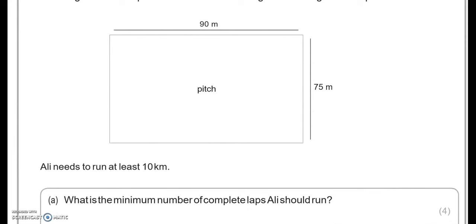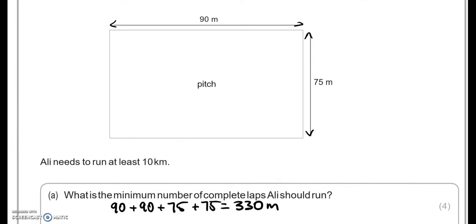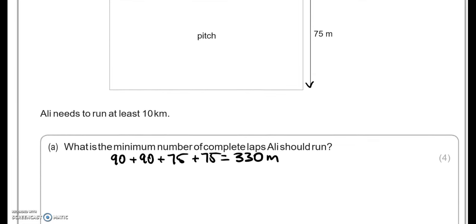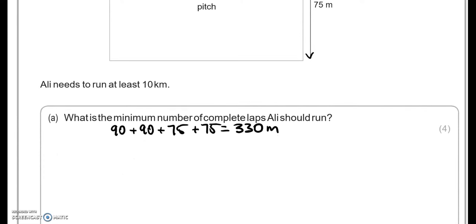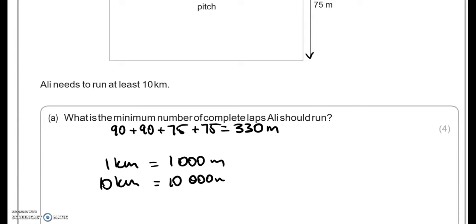So we've got the dimensions, 90 meters by 75 meters. So going around once, we're going to have 90 and 90 and 75 and 75, which equals 330 meters. He should run at least 10 kilometers. So how many meters in 10 kilometers? In 1 kilometer, there are 1,000 meters. So in 10 kilometers, there will be 10,000 meters.